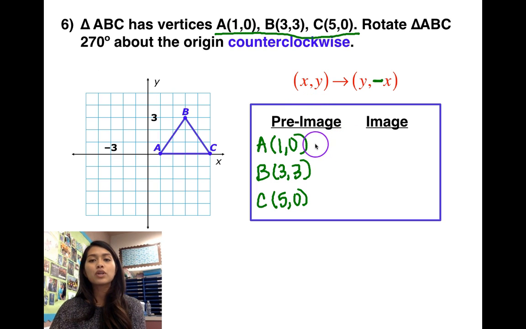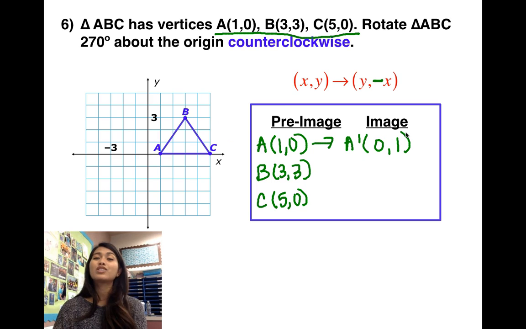So here, I'm just going to go ahead and perform the rotation. I'm going to go ahead and switch the values, leaving me with 0, 1, keeping in mind that I do have to take the opposite of the new y value, aka old x value, leaving me with a negative 1. So here we have 0, negative 1. Here I'm going to go ahead and write A prime. Now moving on to B prime.